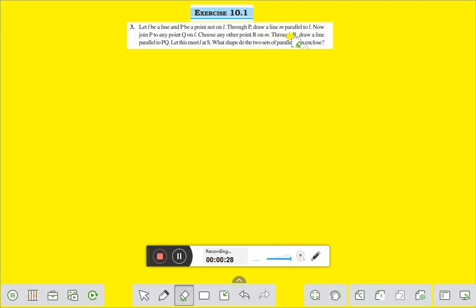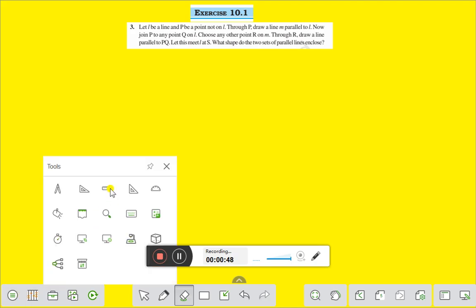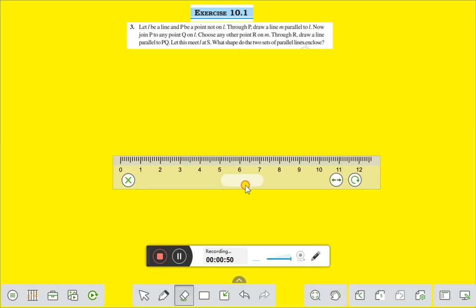Through R, draw a line parallel to PQ. Let this meet L at point S. What shape do the two sets of parallel lines enclose? Let us first find out. Let us take first the ruler. Here we have taken the ruler.